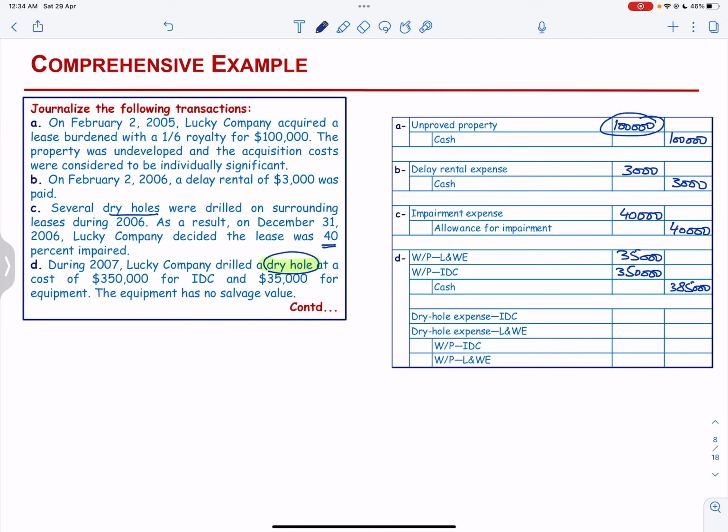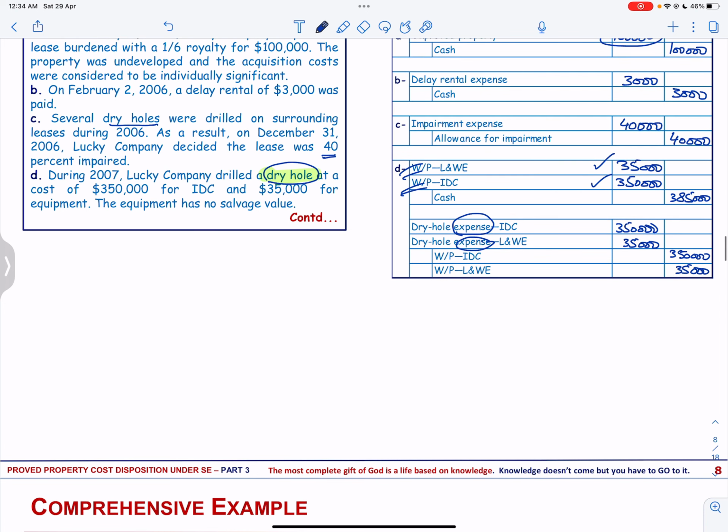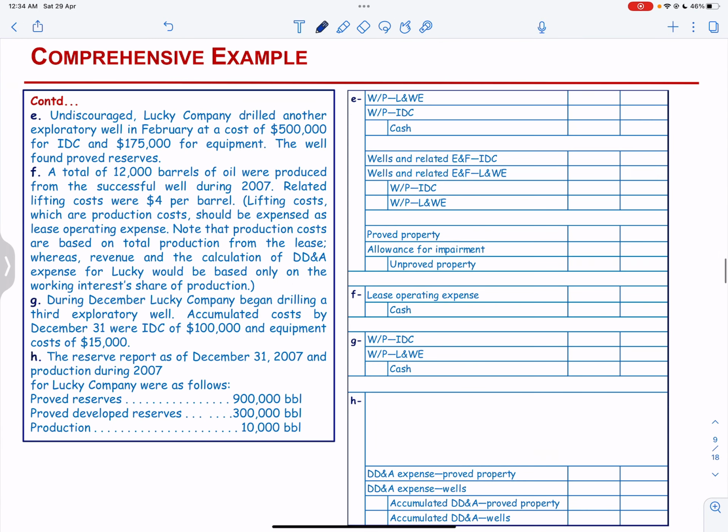So dry hole expense for the intangible drilling cost will be 350,000, and dry hole for lease and well equipment will be debited by 35,000. You see, it is a dry hole expense, and obviously wells in progress are going to be closed. So wells in progress are credited by 350,000, and lease and equipment is credited by 35,000. So that is how we record for part D if there is a dry hole. And next we go further.